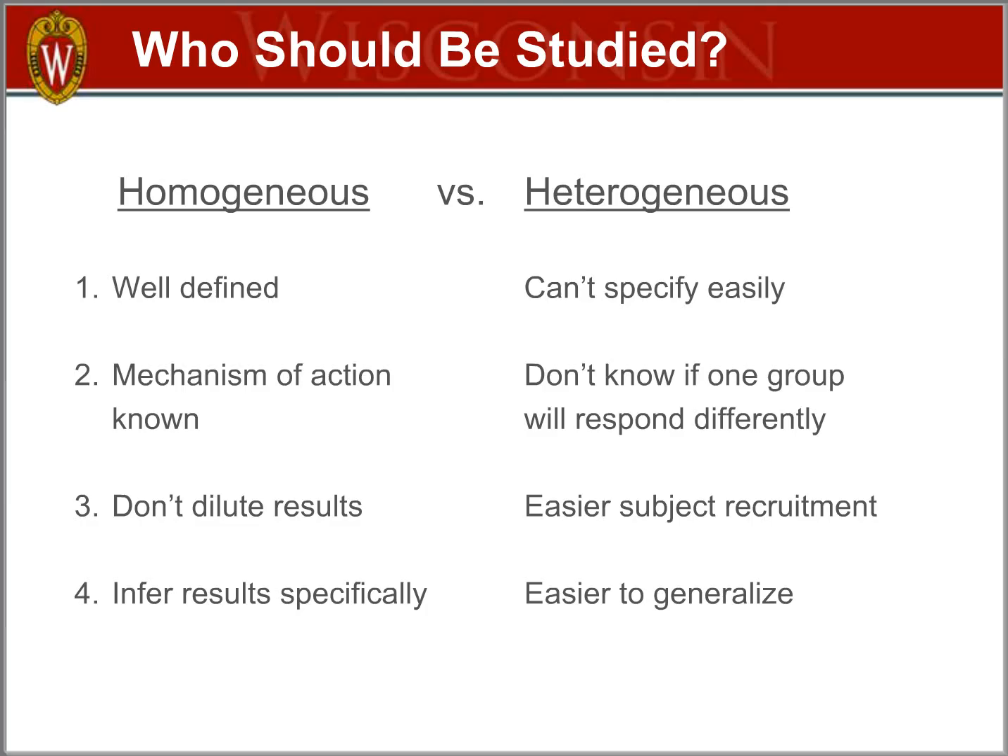So as you think about who you want to study, you need to keep in mind the balance between a very tight population versus an all-comers population, and which is more appropriate for the question you're asking and for how much you know about the therapy you're evaluating.